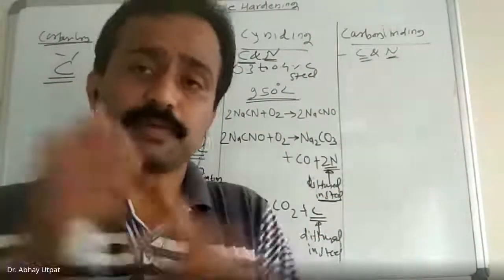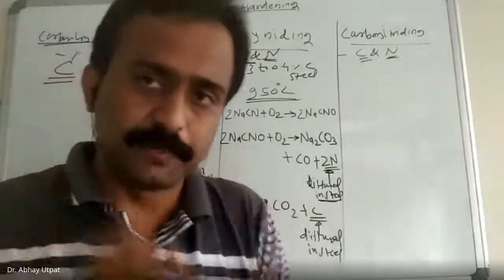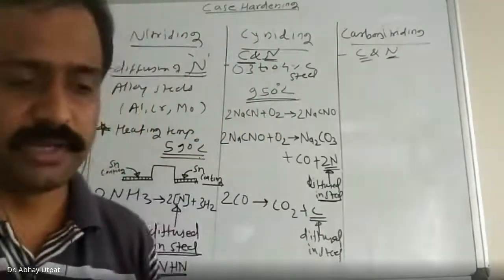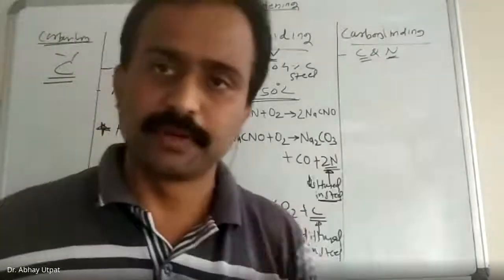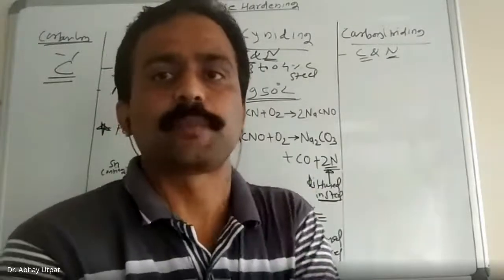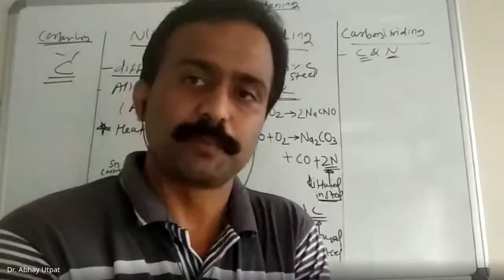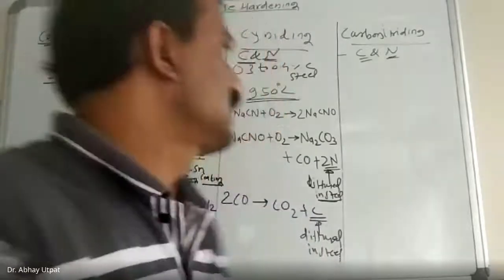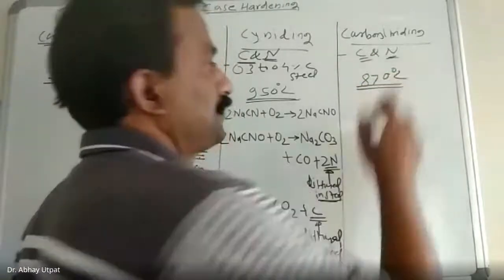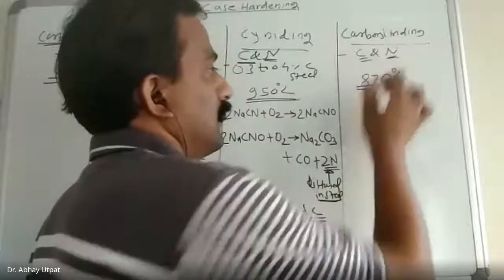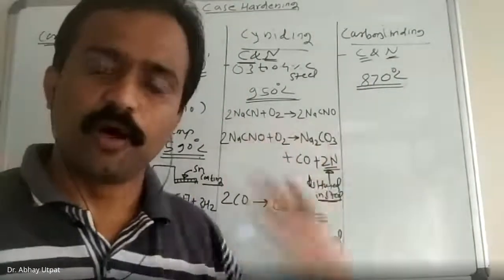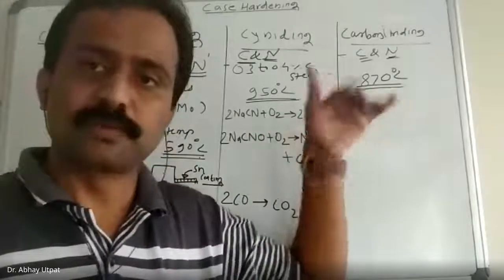Around 80% of natural gases, then around 15% of ammonia and 5% of methane. I repeat once again, around 80% of natural gases, 15% of ammonia, and 5% of methane. These are passed in the furnace at around 870 degrees Celsius. Except nitriding, all are heated above 727.